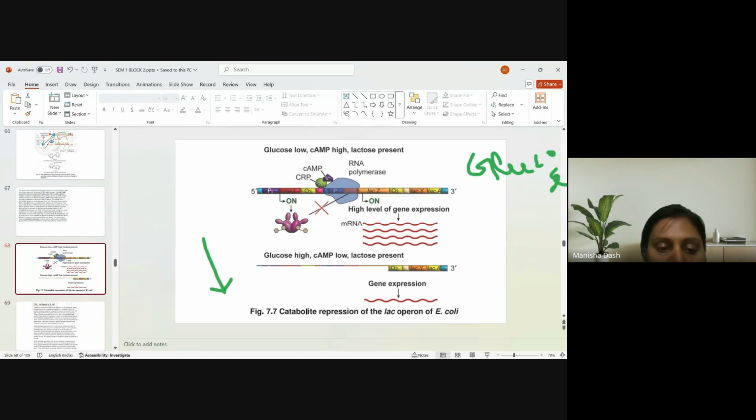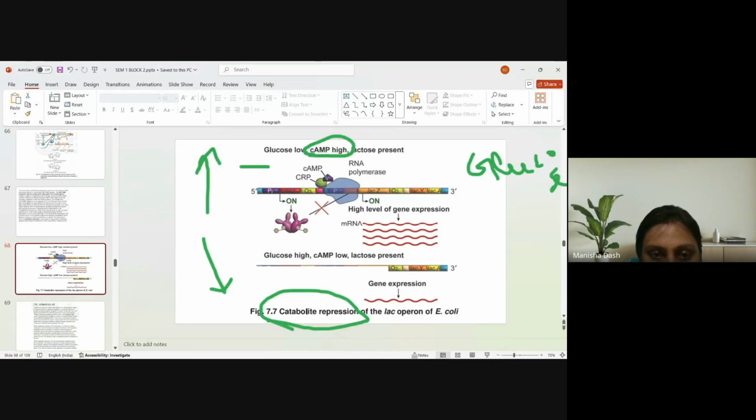This is what is called catabolite repression of the lac operon of the E. coli. Okay. So when glucose is low, glucose low means lactose will be high. So at that time, the cyclic AMP is also high, lactose is present. So it will operate like the lac operon we saw. So the allolactose will remain bound to the repressor. The repressor cannot bind to the operator region. So the RNA polymerase will move and mRNA will be synthesized, or the lac gene will be completely expressed.